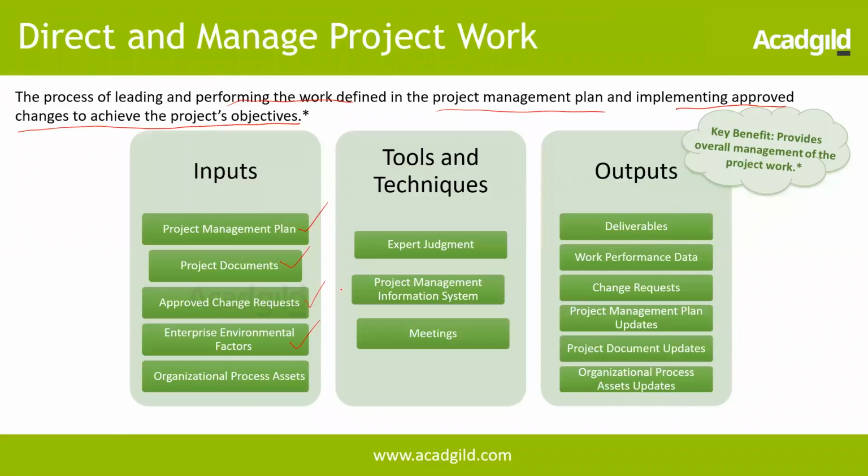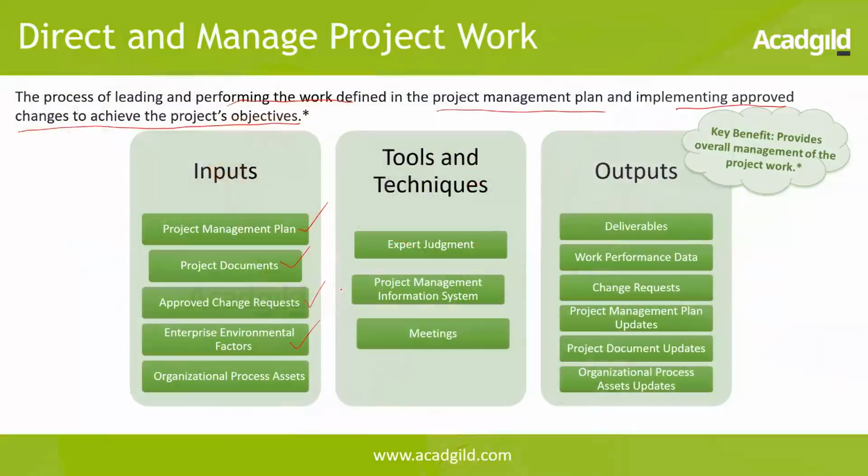And OPA is the repository where I go and look at the historical data, and I may get some references there. The tools and techniques: expert judgment, project management information system, meetings. Expert judgment and meetings are techniques, whereas the project management information system is a tool which you are going to use to execute this project.